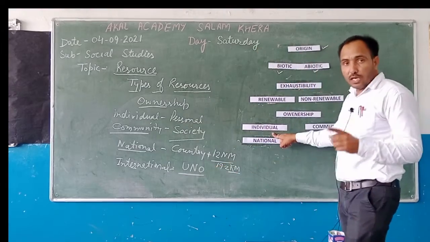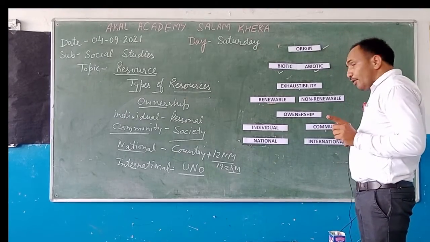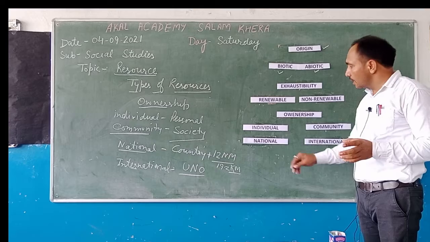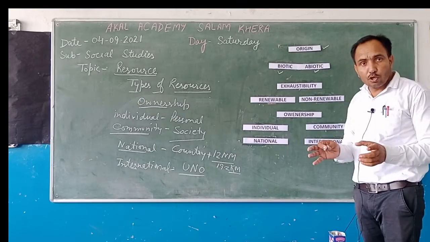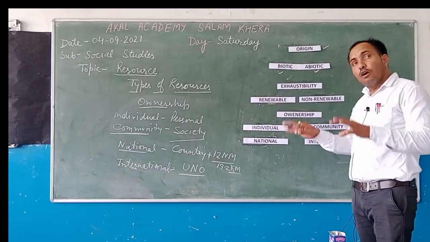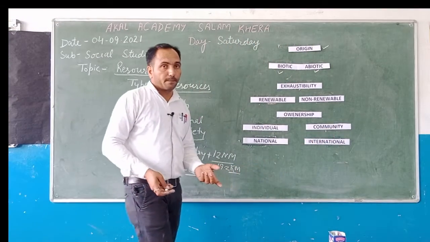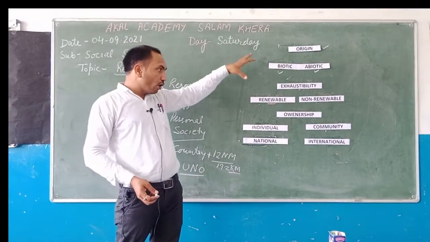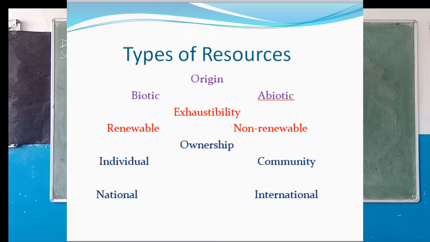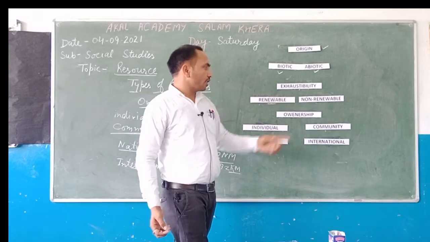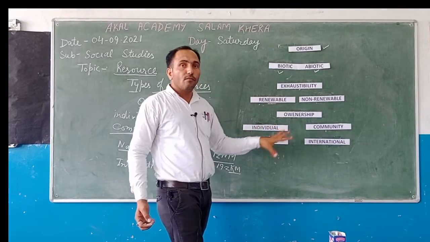So individual means personal resources, community means society resources, national means the country's resources, and international means all countries together. Those resources are international. I hope you understand all these types of resources. Biotic, abiotic: living, non-living. Exhaustibility: renewable, non-renewable; regenerate, not regenerate. Ownership: again four types.